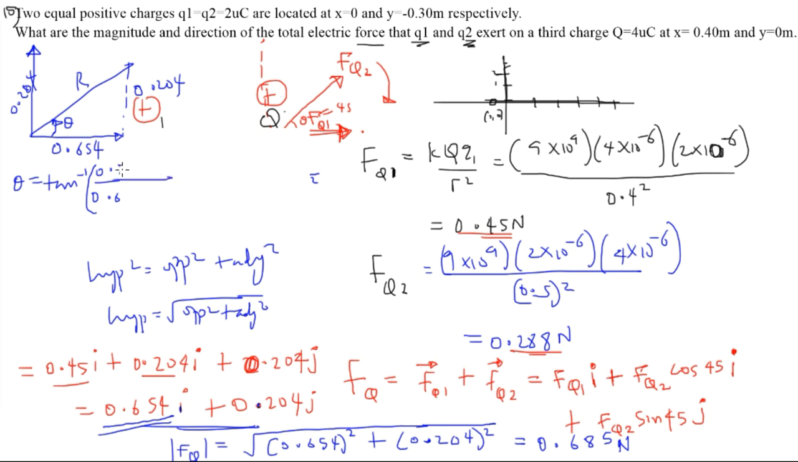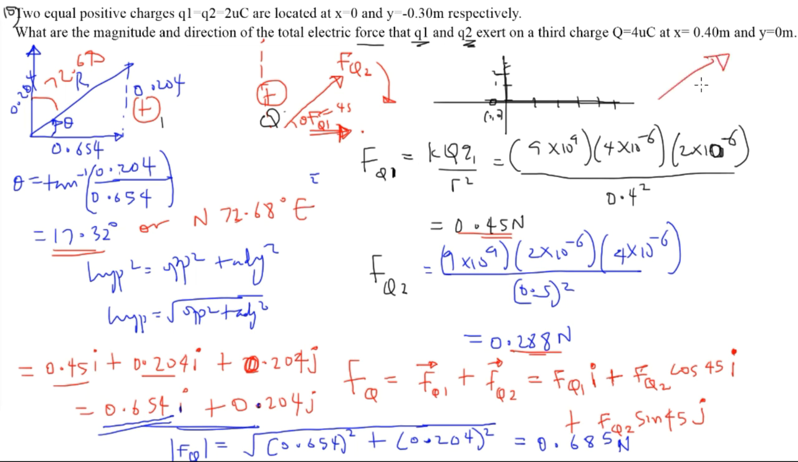So I should have 0.204 opposite over adjacent 0.654. Okay, so arctan of 0.204 upon 0.654, and that's supposed to be equal to 17.32 in degrees, and that's the direction. We can also call that 90 minus that answer, that's 72.68 degrees east. You can check my video where I talk about resolution of vectors.